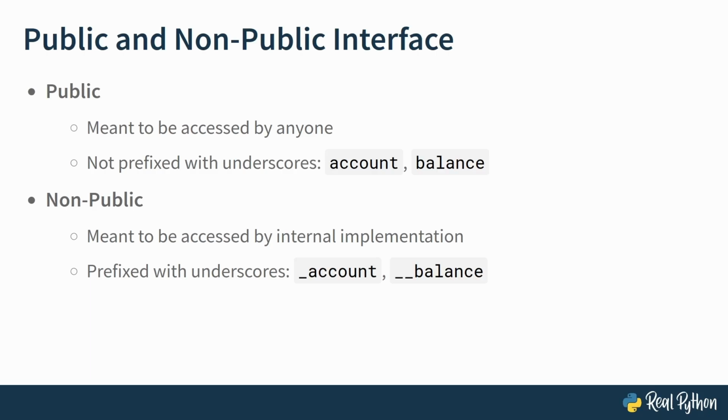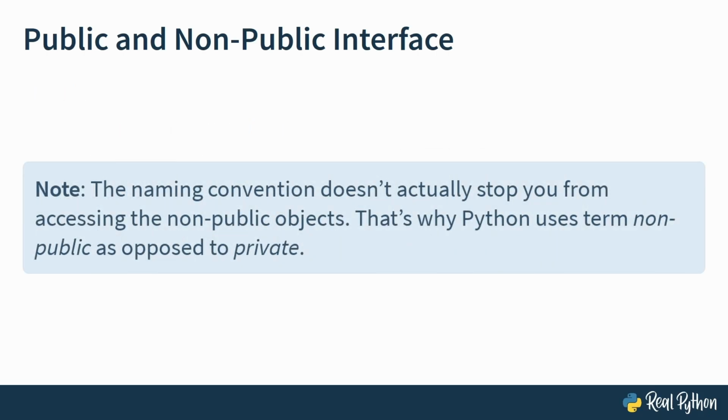Now note that the slides say "meant to", because the naming convention doesn't actually stop you from accessing the non-public objects. That's why Python uses the term non-public as opposed to private. And we'll see some examples in later videos where I show you that you can actually access the non-public objects. But this is different from other programming languages, such as C++, for example, where there are actually specific keywords to define private objects. Now, how that works exactly is not for this course. Clearly, we are looking at Python and how it works in Python.